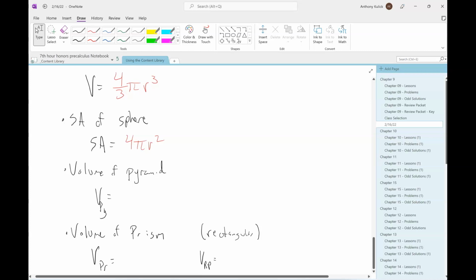The volume for a pyramid. Keep in mind the pyramid can have lots of different shapes for its base. We're not saying square pyramid here. We're just saying any pyramid.